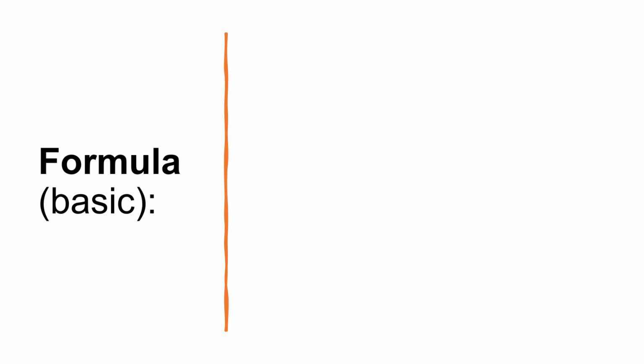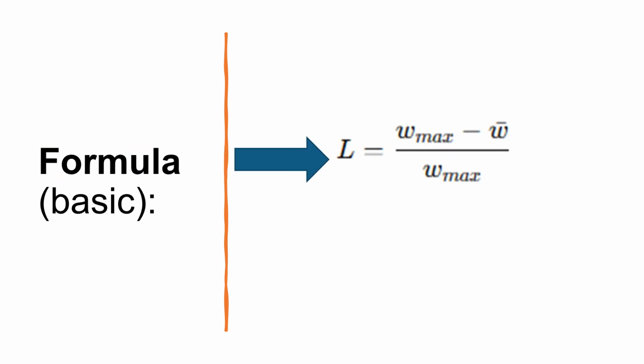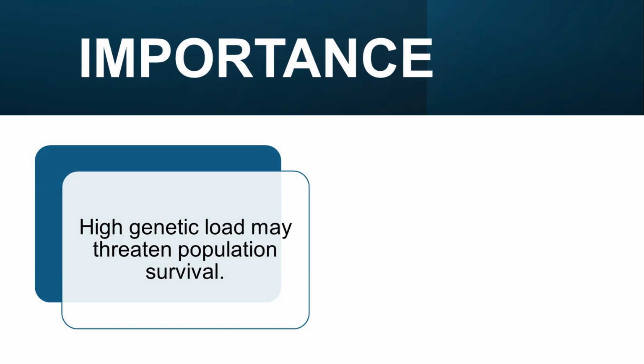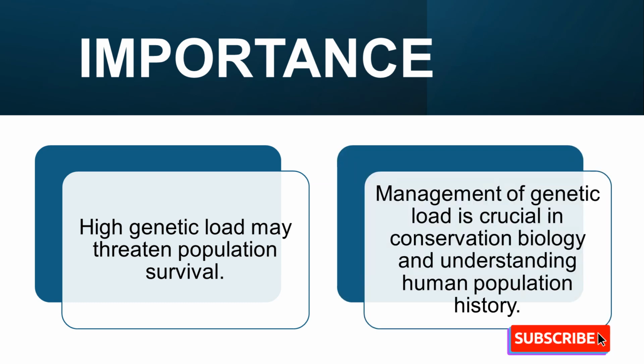Formula, basic. Where L equals genetic load, equals 1 minus mean fitness. Importance. High genetic load may threaten population survival. Management of genetic load is crucial in conservation biology and understanding human population history.